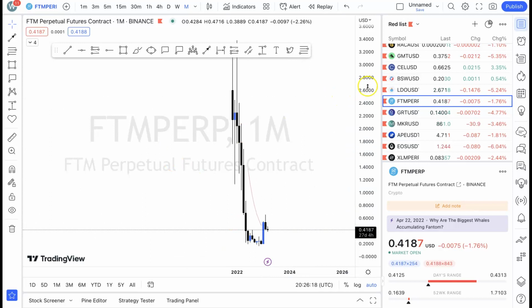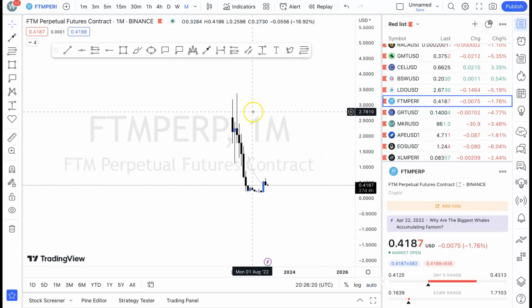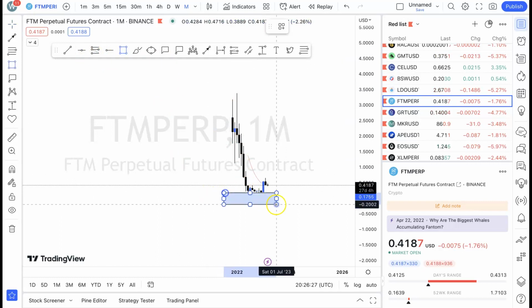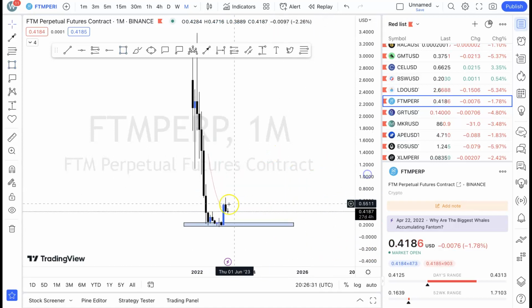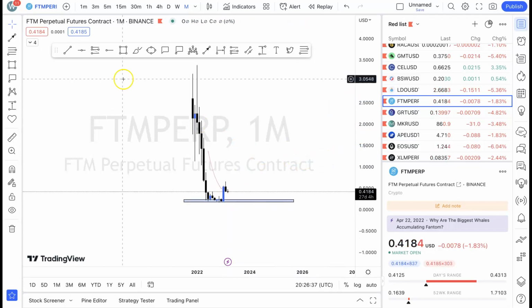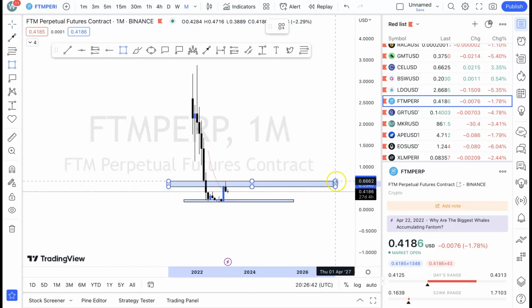So what's going on? FTM has been on a terrible bearish run. As you can see, price has somewhat consolidated around this zone. Of course, the candle closed bearish on FTM right there. So what are we to expect? Have a bearish close here.